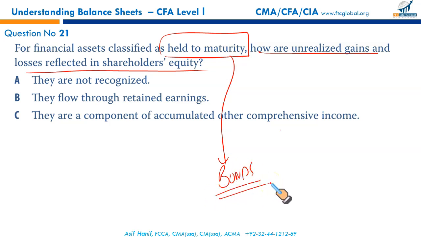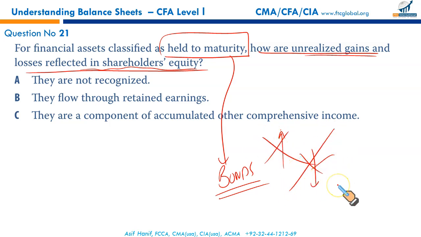Held to maturity, how are they treated? How are unrealized gains and losses reflected on the shareholders' equity? If the bond price goes up and down, no impact upon your income statement at all. Why? Because they are reported at amortized cost. When they are reported at amortized cost, any change in their fair value, we are least concerned. Why? Because they have been designated as held to maturity.